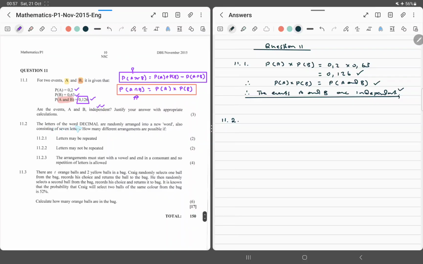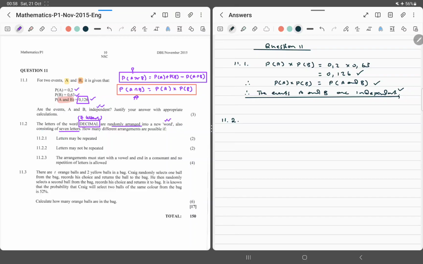11.2 says the letters of the word decimal. So dealing with decimal, how many letters are here? 1, 2, 3, 4, 5, 6, 7. So we've got 7 letters. Again, this is very important. You analyze everything, guys: the letters are randomly arranged into a new word, also consisting of these 7 letters.